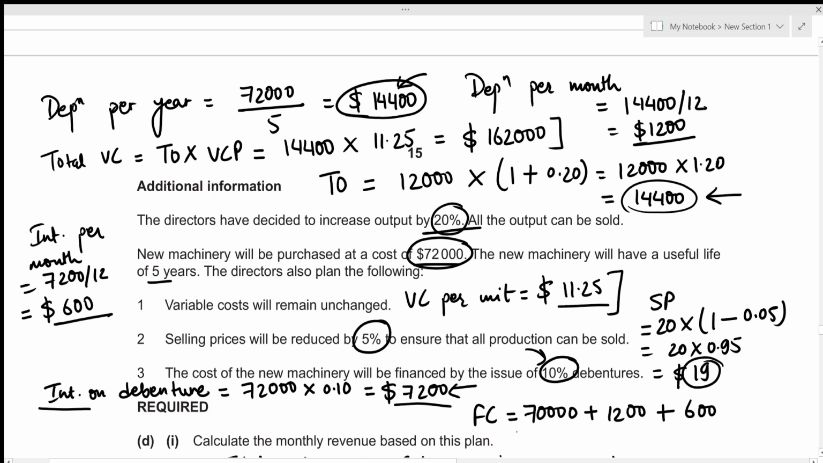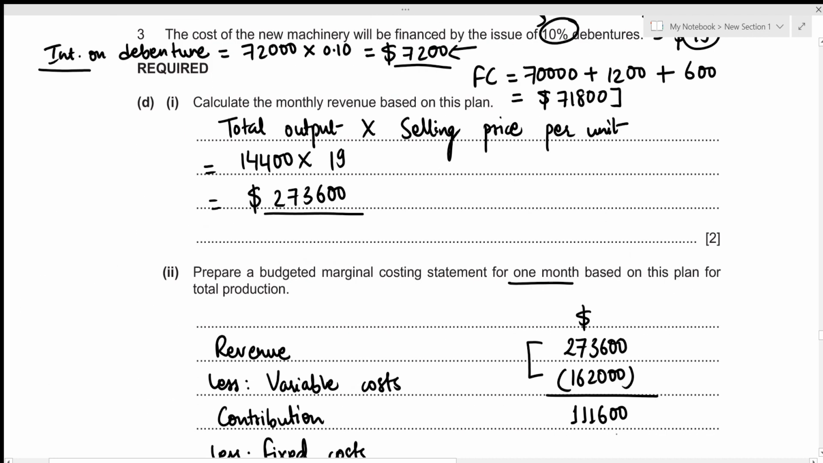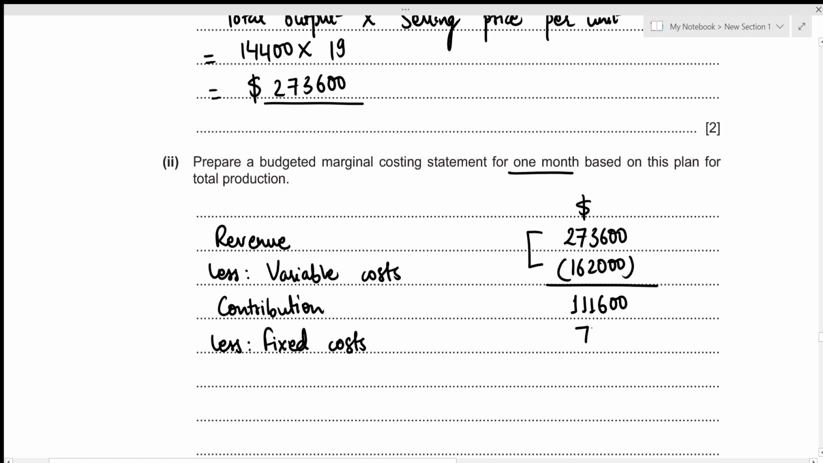Now this gives the total fixed cost per month under this particular plan to be 70,000 plus 1,200 plus 600, which results in the value of 71,800. Let's write this in our statement. That is 71,800, and we need to subtract this. Now, after subtracting the fixed cost from our contribution, we get the profit for the month. And in this case, that's going to be 111,600 minus 71,800, which results in the value of 39,800. And this concludes our budgeted marginal costing statement as well as the fourth part of this question.